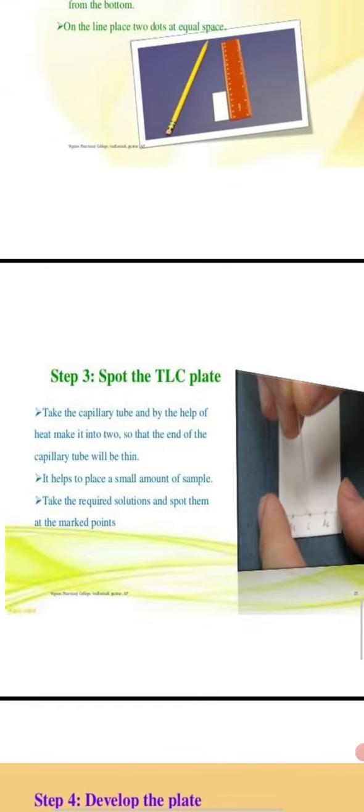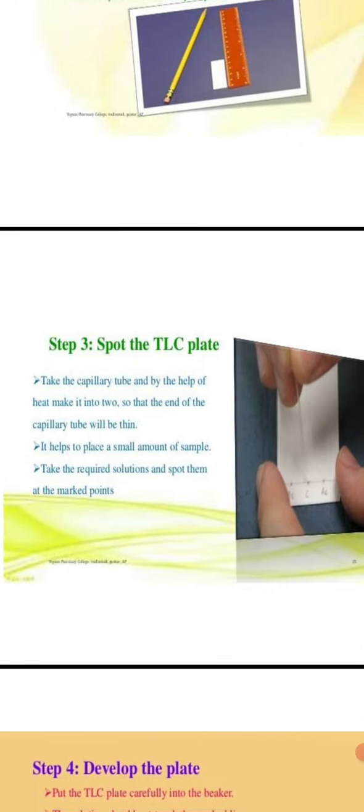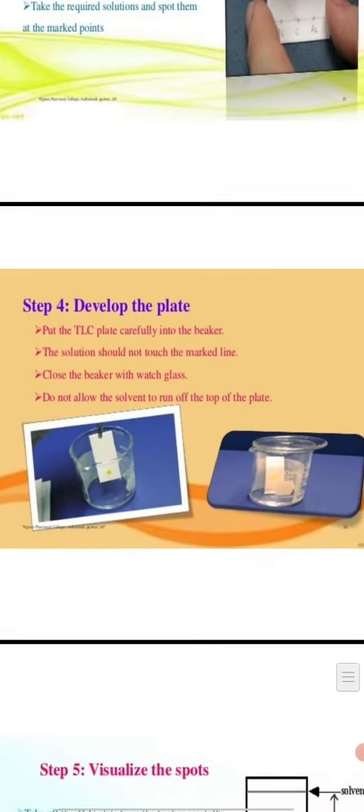Then in the next step, spot the TLC plate. Take a capillary tube and with the help of heat make it into two, so that the end of the capillary tube will be thin. It helps to place a small amount of the sample of the crude drug. Then take the required solution and spot them at the mark point.